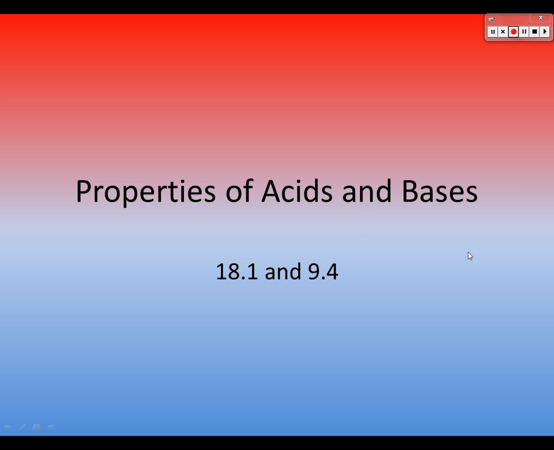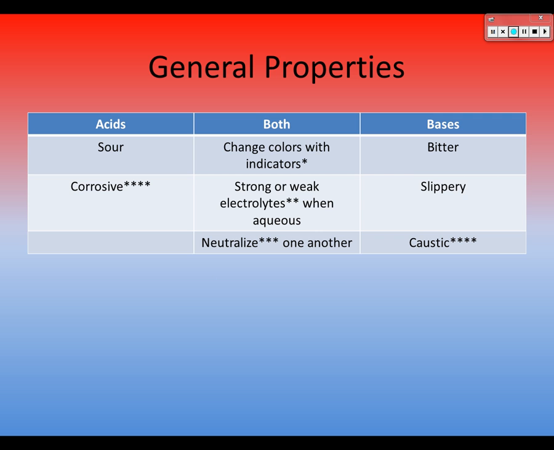These are notes on properties of acids and bases. In your book, acids and bases are chapter 18. So today we're going to look at 18.1, but then we're also going to go back to 9.4, which was the chapter on naming. At the time we skipped over naming of acids and bases, so now we're going to go back to that. That's why 9.4 is thrown in here.